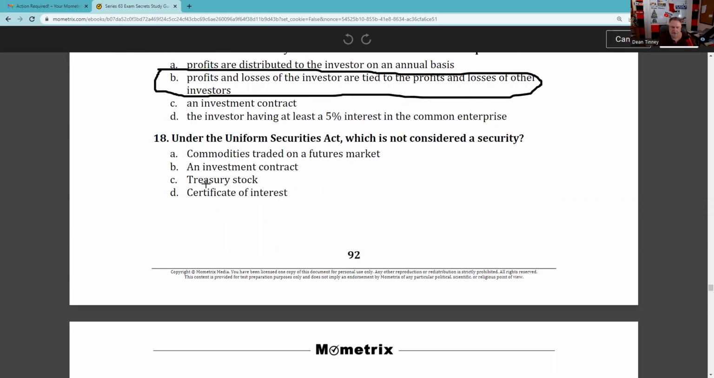What is not considered a security? Well, I just gave you the answer to this one. This is testable. And so the answer is A. You know, investment contracts like options can be traded to third parties for profits or losses. Treasury stock that is reacquired in the open market by the corporation is a security. And a certificate of interest, certificate means evidence, physical evidence. And if you have a certificate that's evidence of ownership in something, that can be traded to a third party for profit or loss. So the answer here is A.